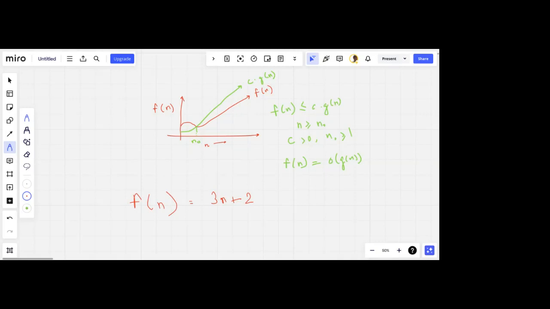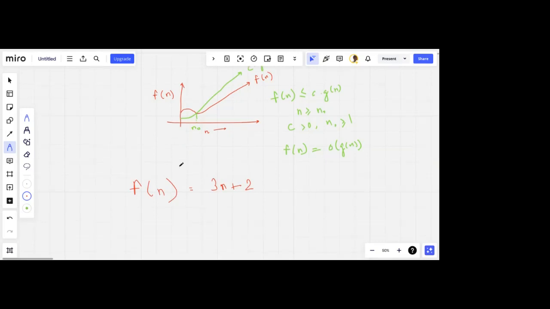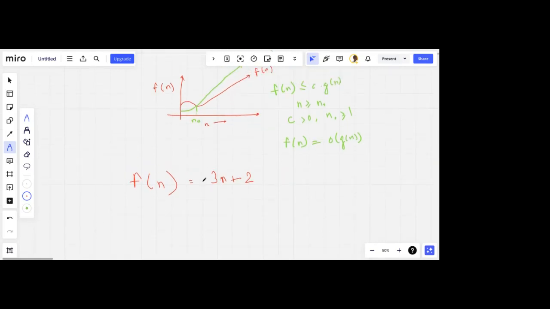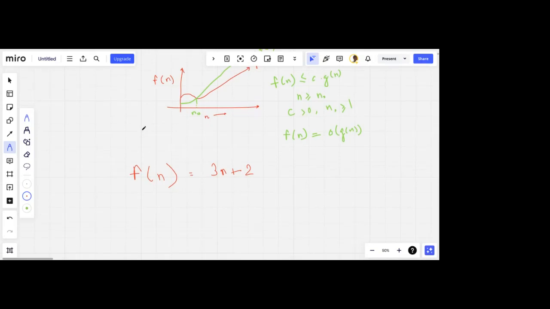Now guys, see this. Basically, we have to find the big O of this function, right? We have to find the big O notation of this function. What will be the big O notation? So let's understand this, guys.